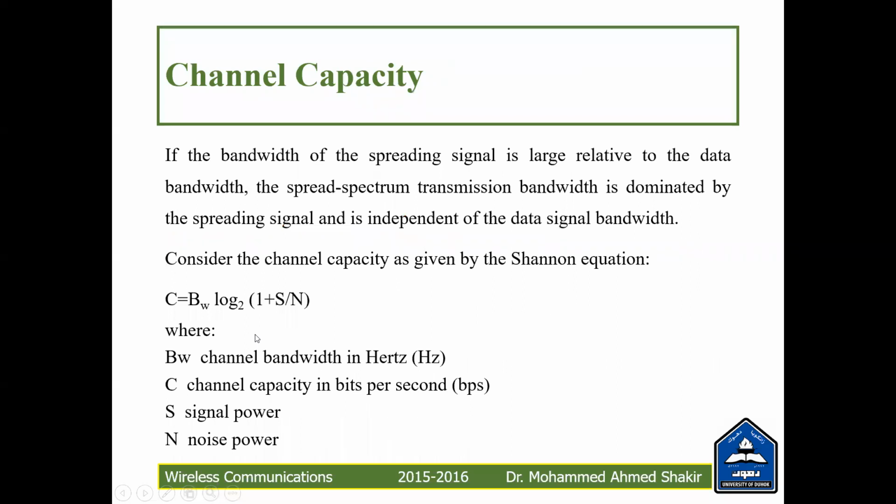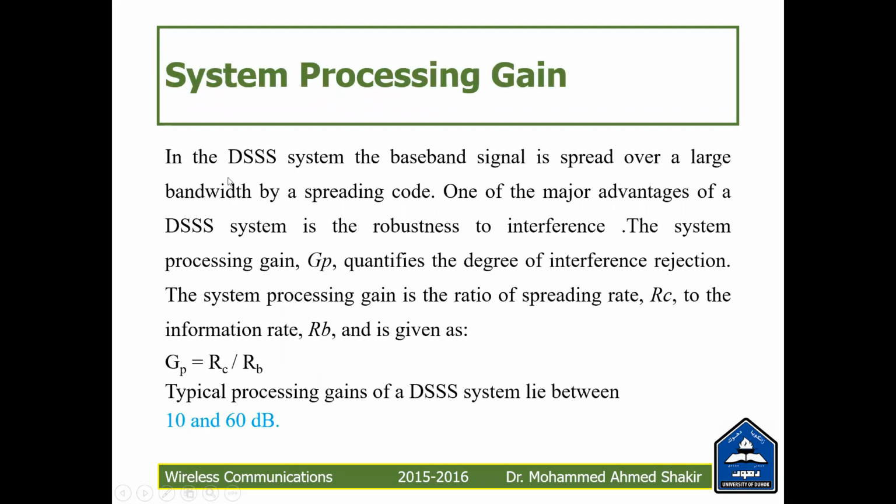Again, we have explained and talked about the Shannon law formula. This is again a review about it. Here we are talking about the typical values of the processing gain between 10 and 60 dB.